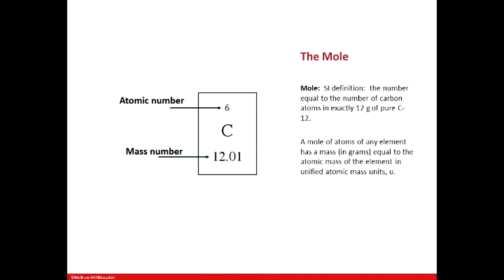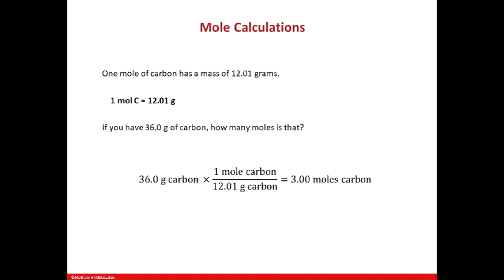The atomic mass number would be a whole number. It would not contain decimals. So a mole of atoms of any element has a mass in grams equal to the atomic mass of the element in SI units, unified atomic mass units. So all the mass that you see in the periodic table is for 1 mole.